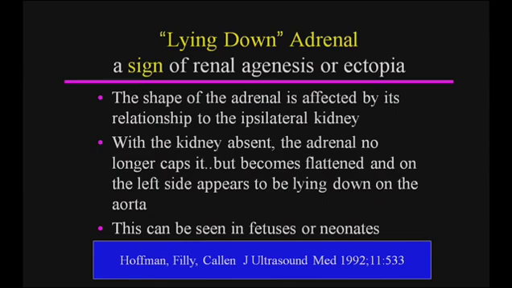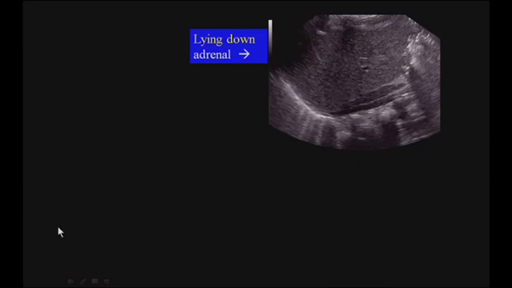Hoffman et al. discussed this in Journal of Ultrasound and Medicine in 1992, stating that the shape of the adrenal gland is affected by its relationship to the ipsilateral kidney. With the kidney absent, the adrenal no longer caps it but becomes flattened, and on the left side appears to be lying down on the aorta. This can be seen both in fetuses or neonates, although I have seen exceptions to the rule on both sides of the life barrier, meaning I've seen it in fetuses, I've seen it in neonates.